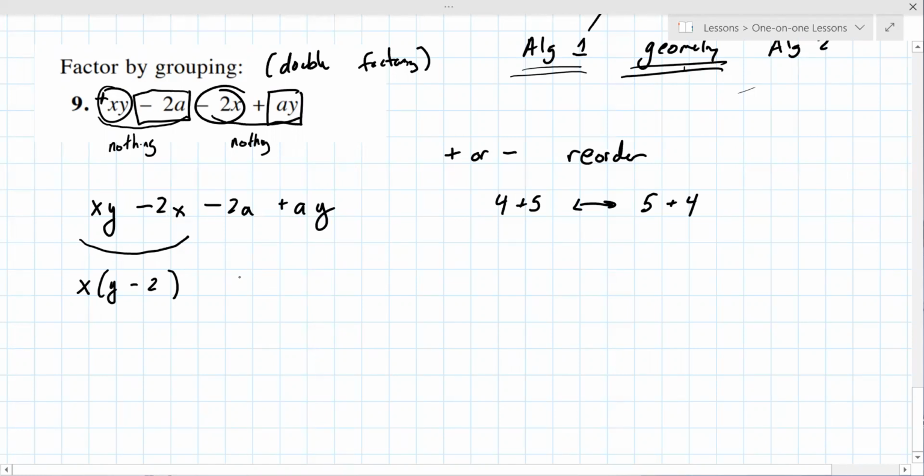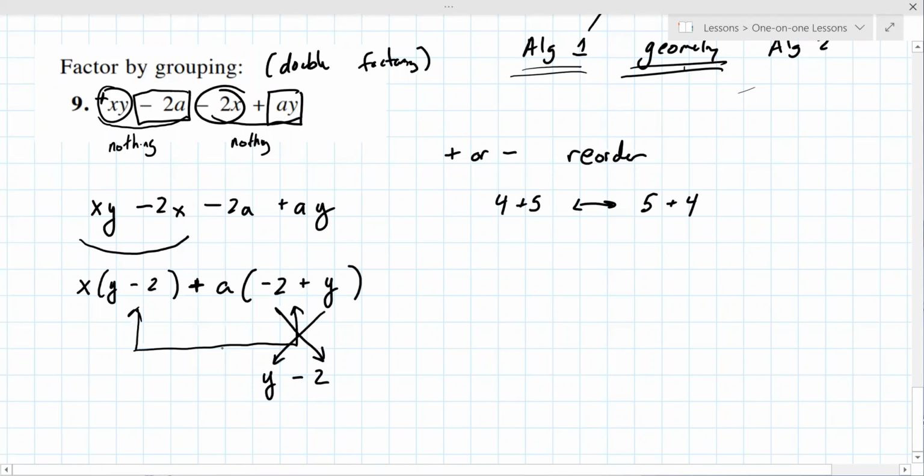Now, what's common in the next one here? The a. So I'm going to put an a out here. This is a little awkward, but it's going to be minus 2 plus y. A was positive, by the way. I should have written that down there. Are these the same inside the parentheses? Yes, they are. The one on the right can actually be written as y minus 2. You're just swapping positions. So we have the exact same thing here.